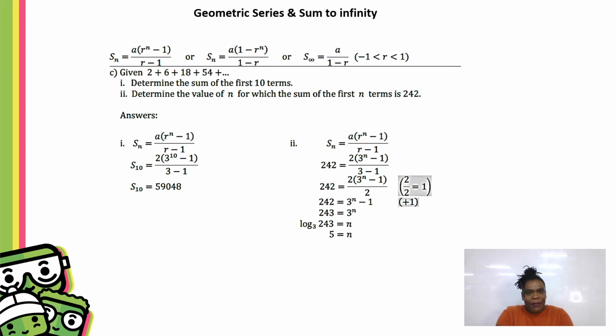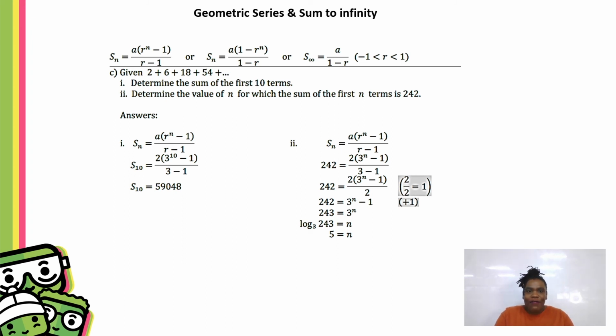But remember, if you don't know what to do, do what you know. Look at what you have. Use your formula sheet. Tear it from your exam script and have it next to you. Find the definitions. Look at the definitions. Be familiar with them. What is A? A is the first term. What is R? R is the constant ratio. How do you find it?